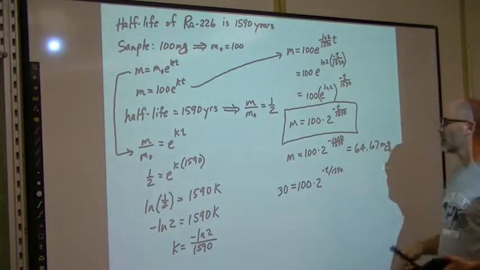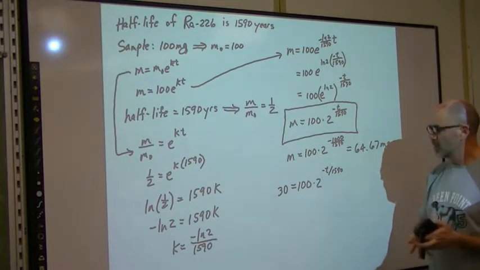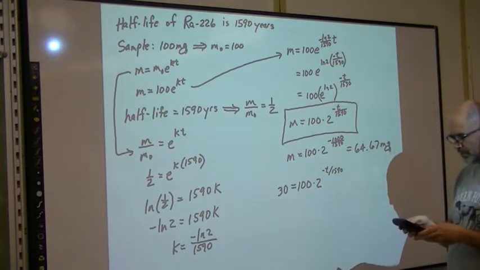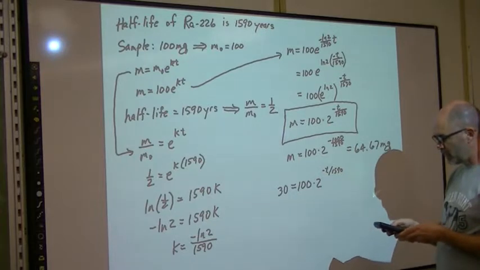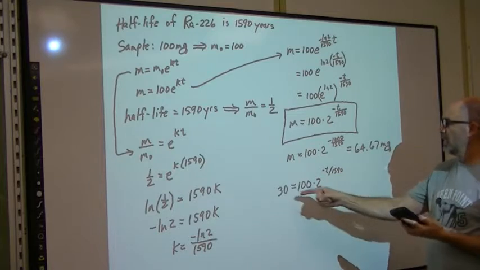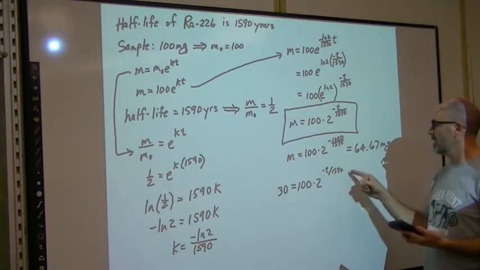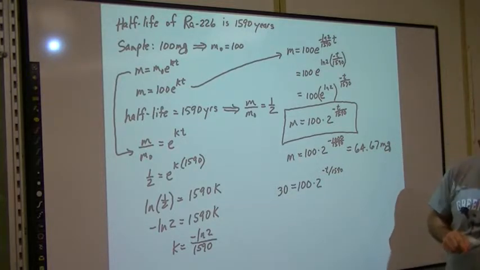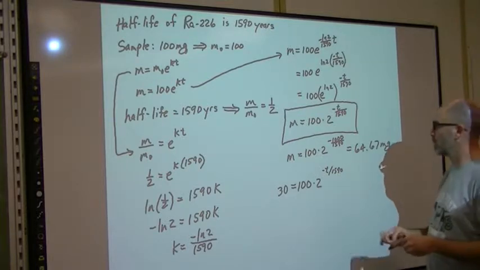Okay, now I don't like rewriting the equation when I can do it all in my calculator. So what I'm going to do is just divide the 30 by the 100. Yeah, 30 divided by 100 is 0.3. So I just go 0.3, enter. And now, this is 2 to the negative t over 1590. You know what, I probably better show you guys, because we're going to take the natural log of both sides, because we can't take log base 2 of both sides.